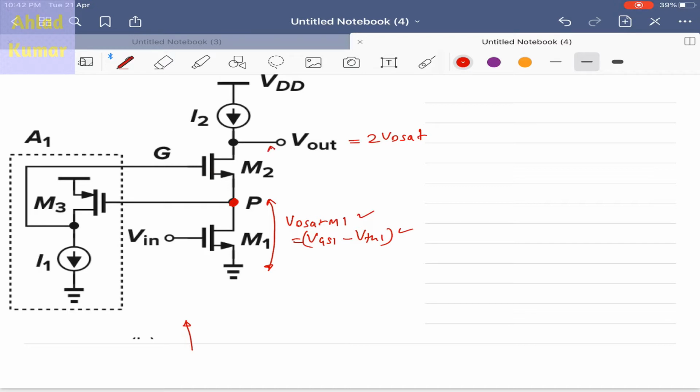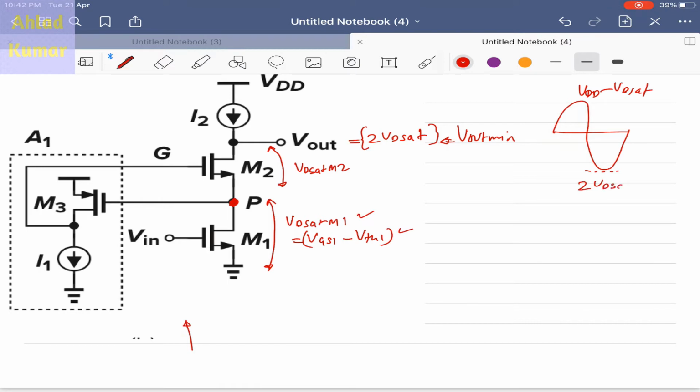And what is this potential? This potential is VD sat of M2. So the total potential is basically 2 VD sat, and this 2 VD sat is basically the V out minimum swing. So the top swing is still VDD minus VD sat, whereas the lower end of the swing is 2 VD sat now. And this is only possible by using this architecture.